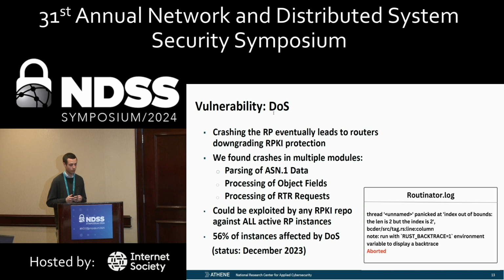Because as I said in the beginning, all the RPs query all RPKI repositories on the internet. So if you set up a repository, then all RPs on the internet will come to your repository and download and parse your objects. By just placing a malicious object in your repository, you can effectively crash all running RPs of a given software implementation. And up to this date, in December, when we measured this, still over half of the RPs were vulnerable to a denial of service because they haven't patched yet.